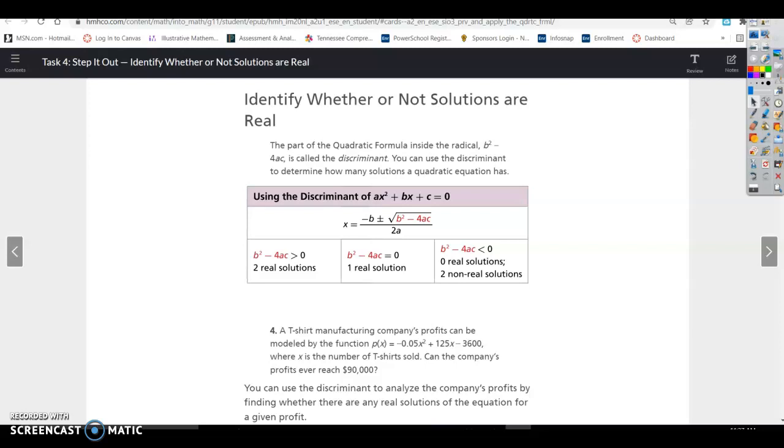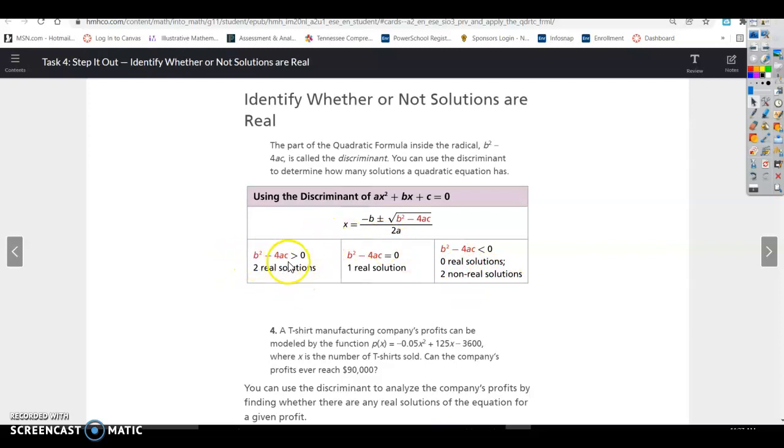Using the discriminant of ax squared plus bx plus c equals 0. You can see they've put it in red here. This is the part under the square root, and this is the part that tells you whether it's real or imaginary. Remember, if it's under the square root and it's negative, then that becomes non-real solutions or imaginary solutions. So the discriminant is the important part of the quadratic formula here.